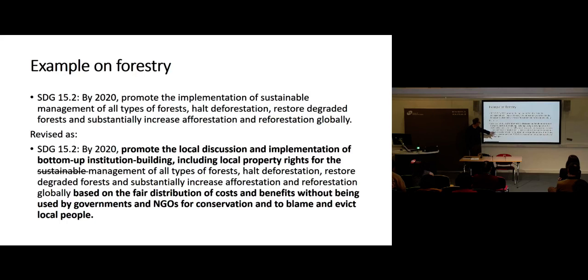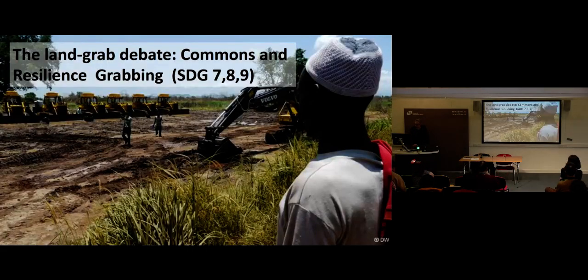That's the old version. And we changed it to be based on the fair distribution of cost and benefit, without being used by governments and NGOs for conservation and to blame and evict local people. I mean, you all know also the work of Melissa and James and Ian Schoons regarding this green development thing. That's the point. There's a danger there. A lot of governments say, well, everything is participatory, and also NGOs say this, and then they set up something which is actually not really participatory, which is then used to actually evict people. So there's a danger there, and we wanted to have this in there.